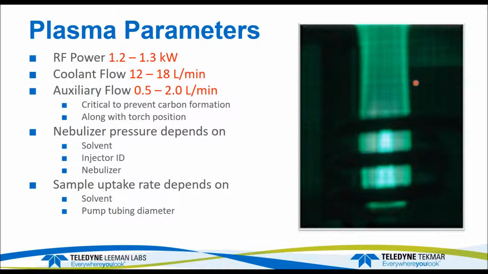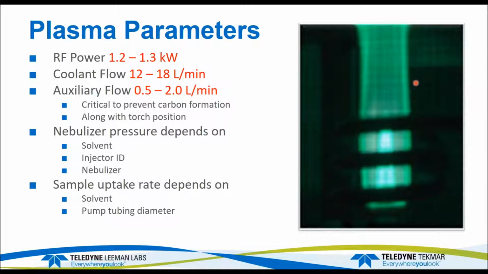The RF generator that we use is a 40.68 megahertz generator, so the powers that we use are going to be lower than if you use a 27.12 megahertz generator. There you tend to run the organics at a higher power, maybe 1.5, 1.6, 1.7, something like that. On the 40 megahertz systems, we generally run organics between 1.2 and 1.3. Very rarely do we ever go higher than 1.3.